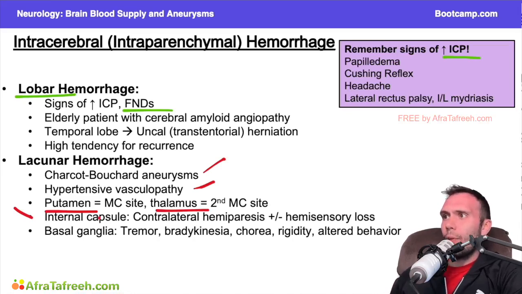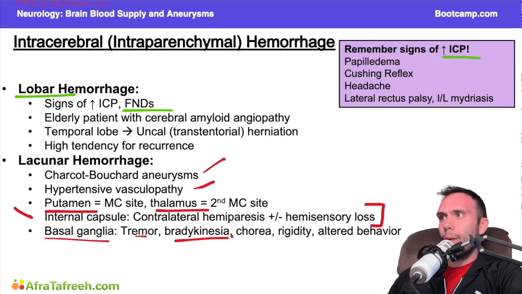And like I said, I go through this in much greater detail in the stroke lecture, so you can look for that if you're looking for more details on this. And the basal ganglia, I also talk about bradykinesia, tremor, chorea, all talked about in the stroke lecture as well. So these would be very classic for more of the lacunar hemorrhage. The thing about lacunar hemorrhages is usually you won't see cortical signs like aphasia, neglect, that kind of thing.